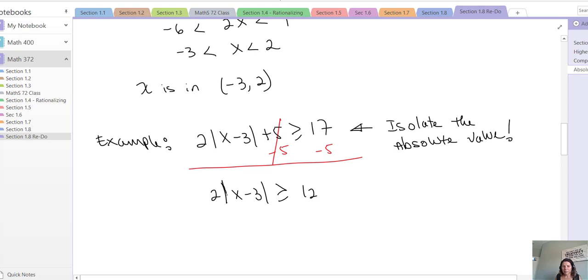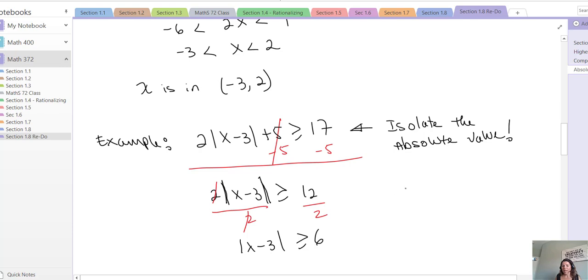The absolute value, and these are like brick walls. So you don't want to be taking stuff in, and you don't want to take stuff out of the brick walls. So absolute values, brick walls. You can't take anything in or out. So let's divide by 2 to get rid of that 2 in here. So I'm going to have the absolute value of x minus 3 is greater or equal to 6.